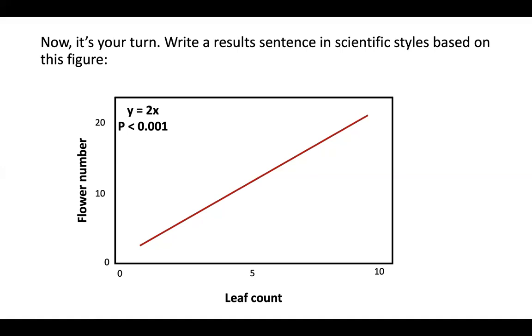And in this case, I just want to note for interpretation purposes that y equals 2x essentially means that for every one additional leaf that a plant had, they had 2 additional flowers on average. All right, I'll give you again about 90 seconds to work on this sentence.